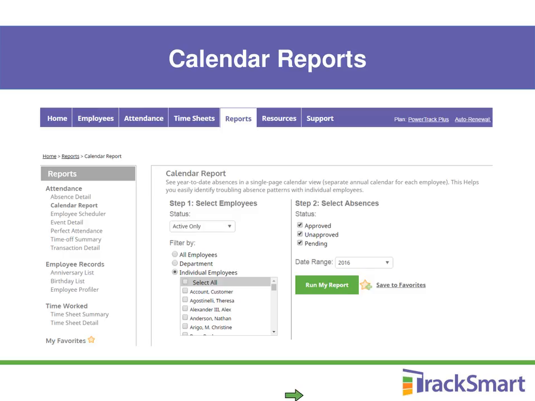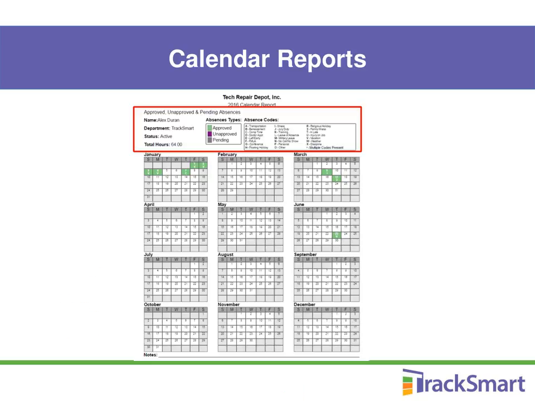Here's an example of a calendar report for 2016. Here you can see the employee's name, their department, their status, the total hours that have been used, any absence codes, and absence types.